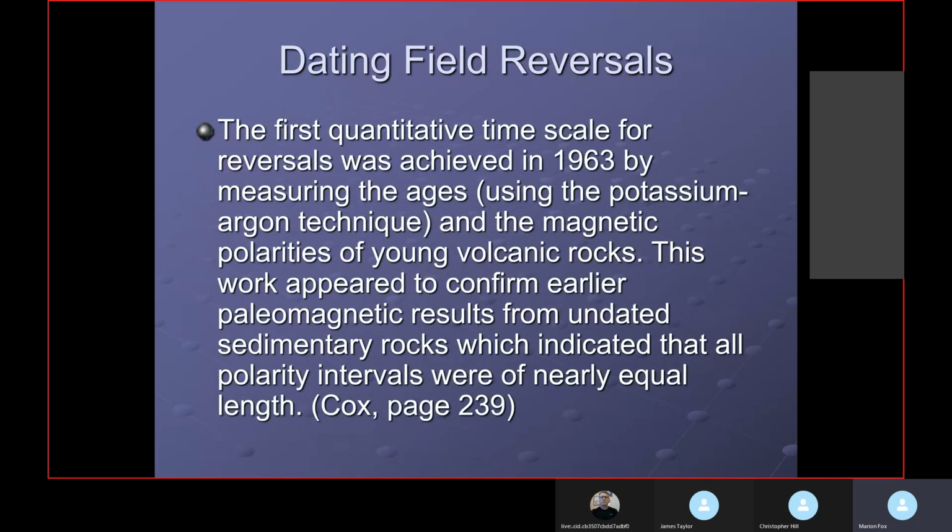Cox tells us the first quantitative timescale for reversals, this is reversals of the magnetic field, was achieved in 1963 by measuring the ages using the potassium-argon technique. Again, how did they measure it? Well, they measured it by radiometric dating and the magnetic polarities of young volcanic rocks. This work appeared to confirm earlier paleomagnetic results from undated sedimentary rocks, which indicated that all polarity reversals were of nearly equal length. Got a problem here.